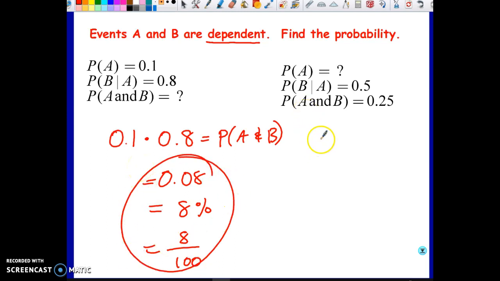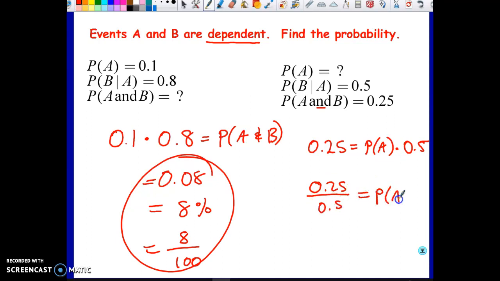Now, again, if I want to get the probability of A and B, I have to multiply the probability of A together, which I don't know, with the probability of B given that A happened, which is 0.5. Okay, 0.5. I divide to solve: 0.25 divided by 0.5 is the probability of A. And then I get 0.5 again, which is 50%, sorry, and then 1/2.